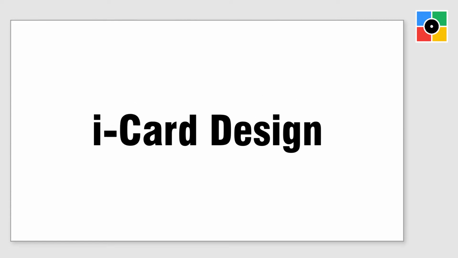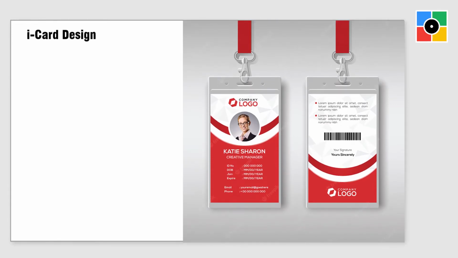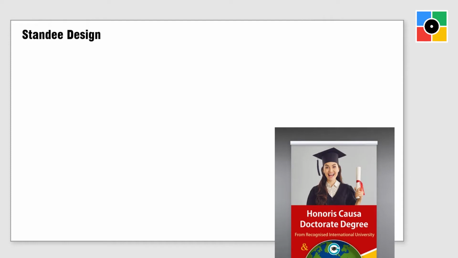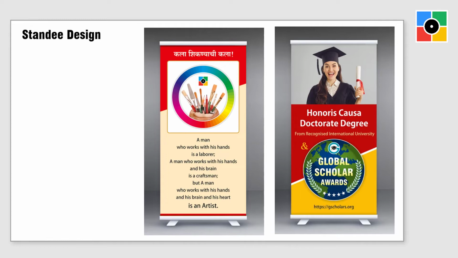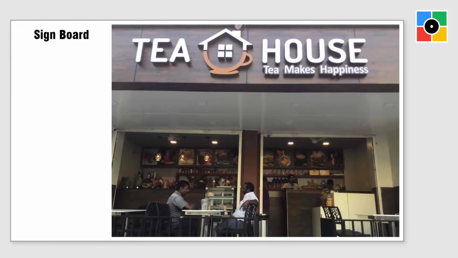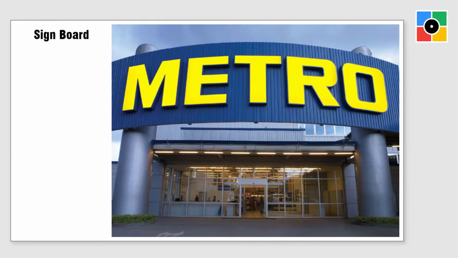ID card design. ID cards are required for school, college students, institute employees, company workers. It is to be made by printing on a variety of materials, including card holders and ribbons. Standee design. These standees are placed on the ground, in front of stalls, shops, showrooms, malls, and exhibitions, and are generally 3 by 6 feet in size. Signboard design. From tea stalls to shops, showrooms, offices, malls, every place needs a signboard.